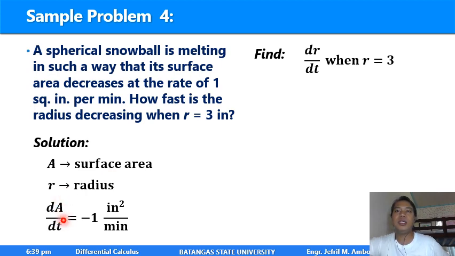Here we have dA over dt, but we need dr over dt. Saan ko kukunin ang dr over dt kung may given na dA over dt? Alam ko na. Alam natin kung ano yung surface area ng sphere, di ba? Can you recall in geometry, what is the formula for finding the surface area of a sphere? No, it's not pi r squared because that is the area of a circle. We're talking about the surface area of a sphere. So the formula is 4 pi r squared, the surface area of the sphere.